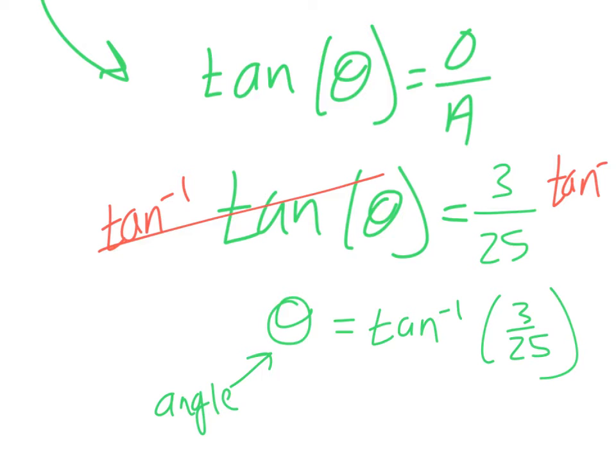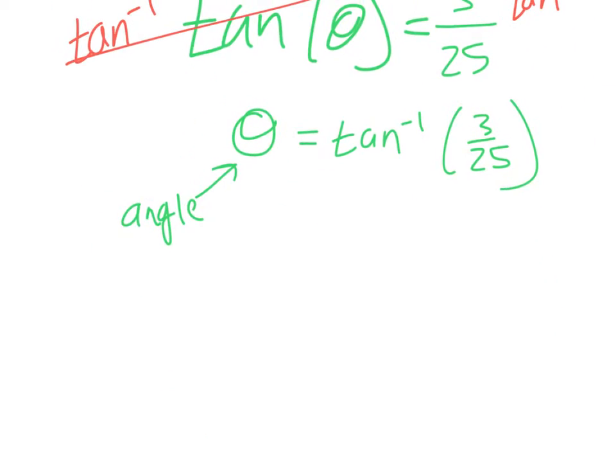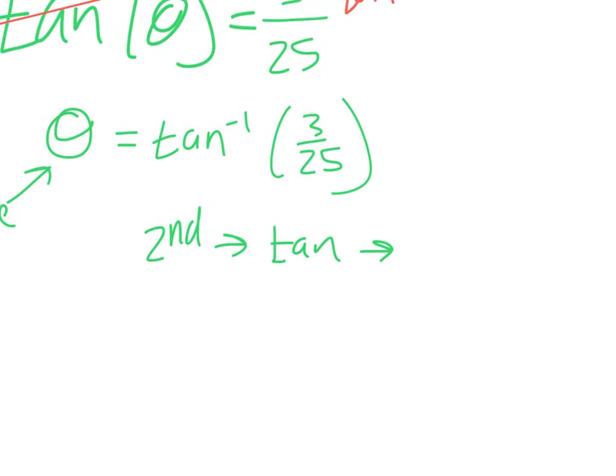And this is where you'd type into your calculator inverse tangent of 3 over 25. So you'd press second tan, and then you'd probably want to do 3 divided by 25. And when you do that, you should end up getting 6.84. Oofta, this is tough.